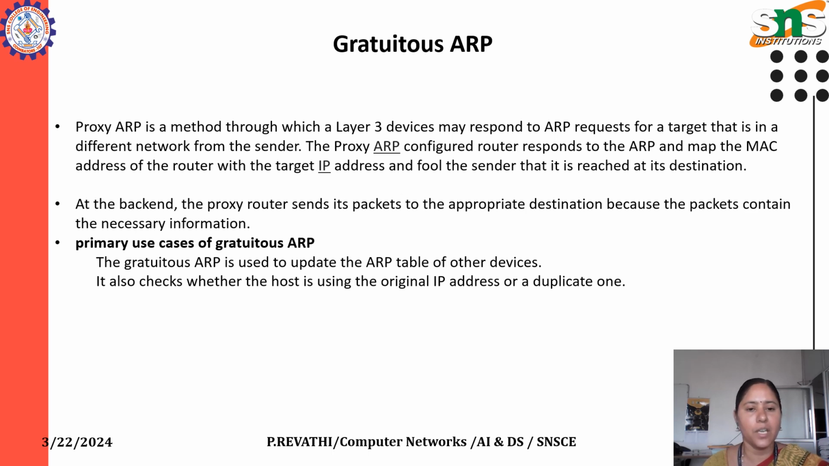Primary use cases of gratuitous ARP. The gratuitous ARP is used to update the ARP table of other devices. It also checks whether the host is using the original IP address or a duplicate one.